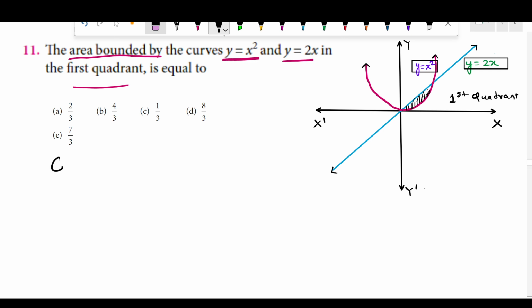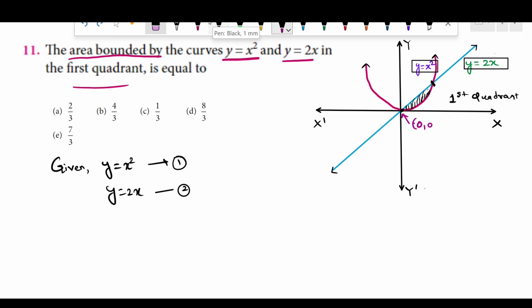So given y equals x square, now what should be the approach for this? The approach should be first to find the intersection point, means this point. It has two intersection points. So the first intersection point we know, this point is 0, 0, but we don't know this point. We have to find this point first, right?